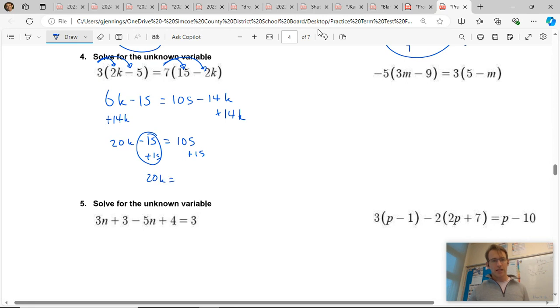20 times k is equal to 120. I happen to know when I divide that by 20, that's going to be equal to 6, which is equal to k, right? Because this cancels, that's k. K is equal to 6. Done. Final answer.